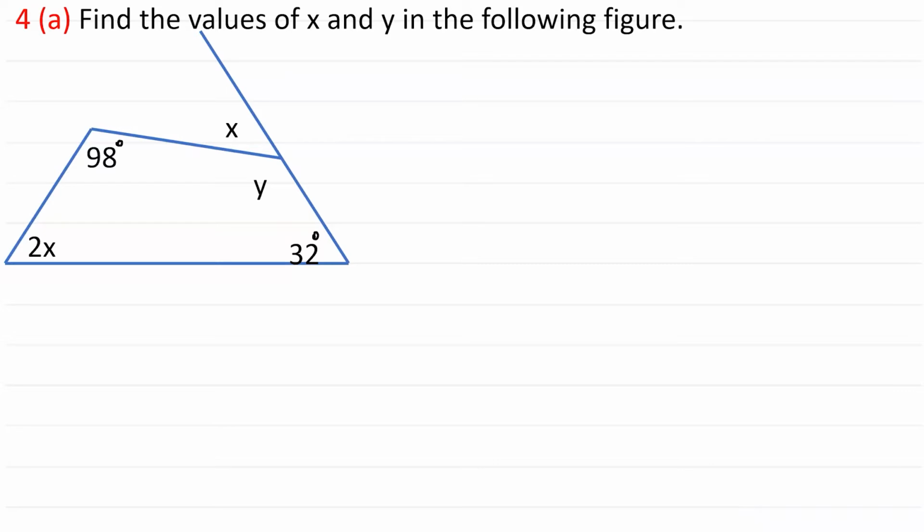This is question 4 from the NECTA Form 2 Math Exam 2020. I have already completed questions 1 to 3. You will find those in the playlist that says Form 2 Math 2020.